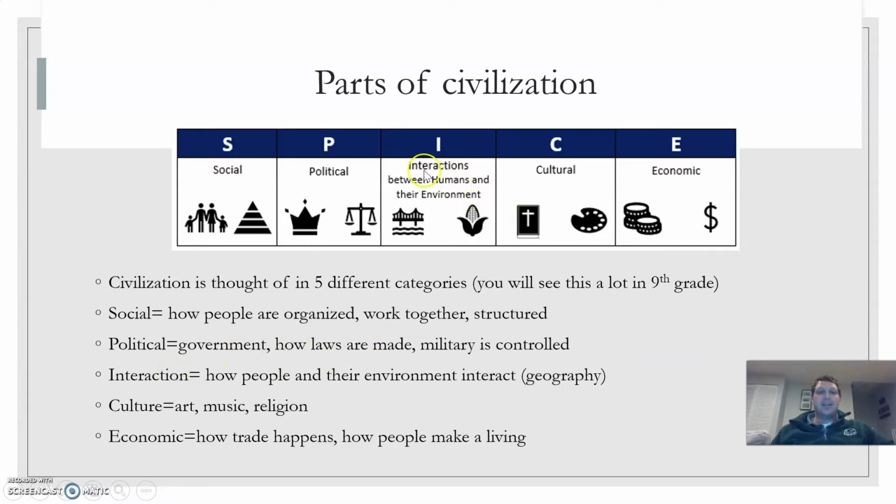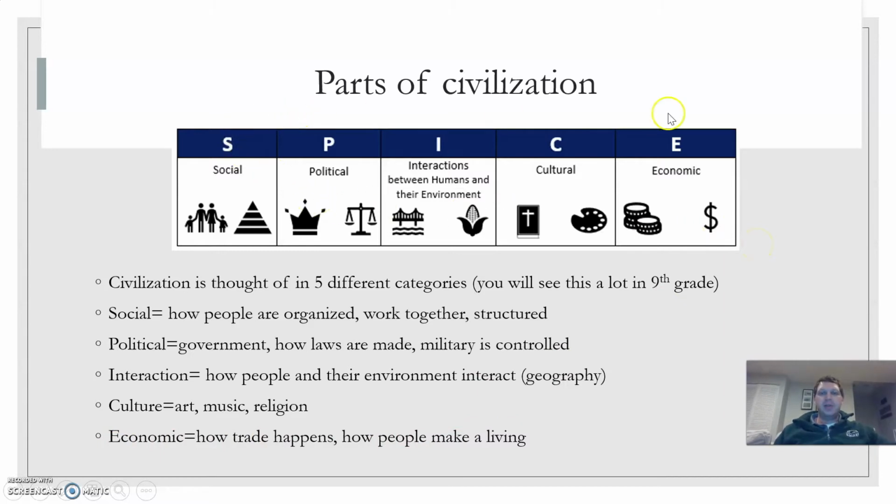I is long, stands for interactions between humans and their environment. This is where your geography skills from 6th grade come into play. How do humans interact with their environment? How does the environment interact with them? What kind of changes do they need to make because of it? C is for culture: art, music, religion. And E is for economics: how trade happens and how people can make a living.